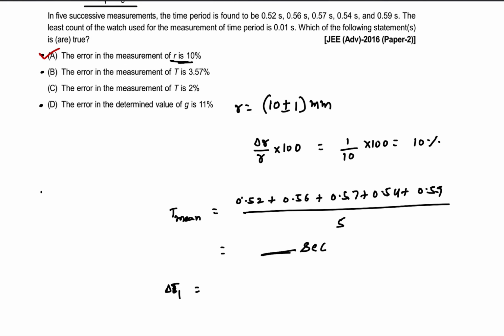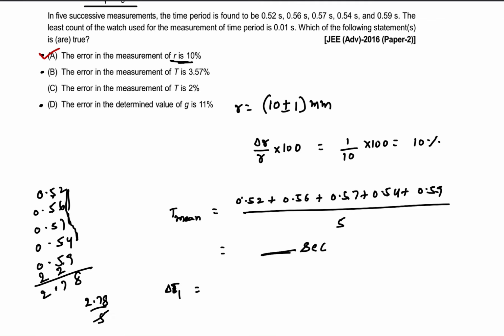After that, you will get the delta T1 value. What is the delta T1 value? It comes from the measured values, which I am writing now: 0.52, 0.56, 0.57, 0.54, 0.59. If you add all of them, 8 plus 7 is 15, 15 plus 4 is 19, 19 plus 9 is 28, again 27. So 2.78. 2.78 divided by 5.